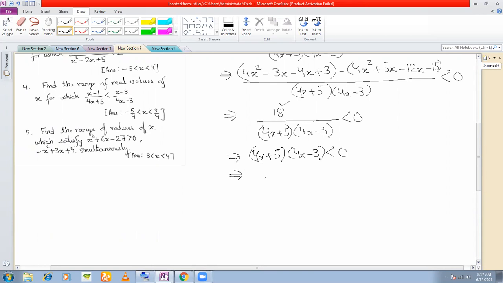That means if you put 4x plus 5 is equal to 0, you get x is equal to minus 5 by 4. If you put 4x minus 3 is equal to 0, you get x is equal to 3 by 4. So that means, and you have a less than sign here. So that means x must lie between -5/4 and 3/4. And that's your answer.